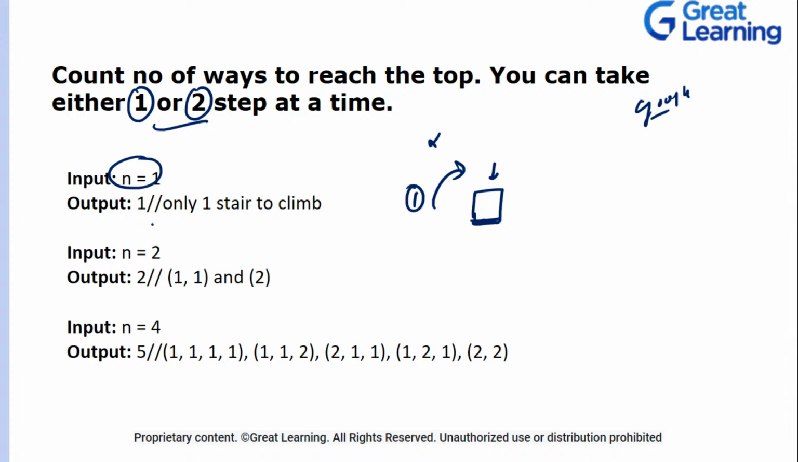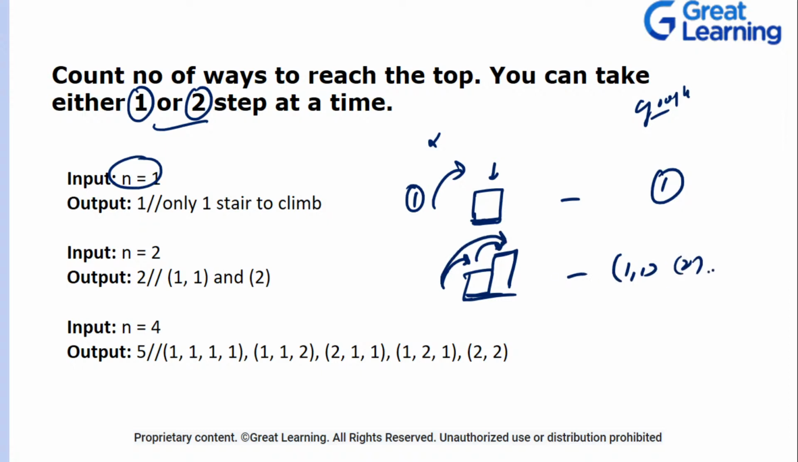So that means there is only one way with which you can climb this stair. Now let's suppose there are two stairs. One is this and one is this. So now over here, you can either take one step from here to here and one step from here to here. So this is one way, that means 1, 1. Now the second way is you can take two steps at a time. This is the second way. So the total number of ways are 2, right?